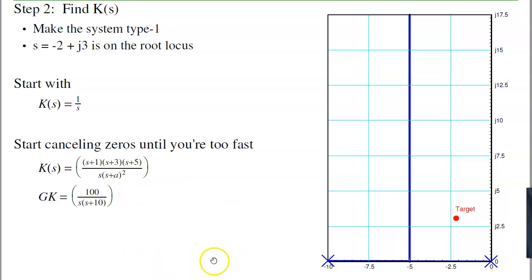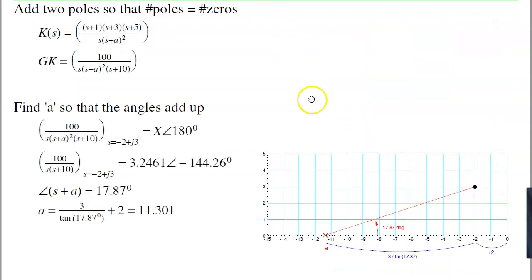Find those 2 other poles so that this point's on the root locus. Basically, stick 2 poles out here somewhere and slide them around until the root locus is repelled and passes through -2 plus j3. To do that, the angles have to add up. Here's my K(s), here's G times K. Take the part that you know, s times (s plus 10), at s equals -2 plus j3. That's minus 144 degrees.